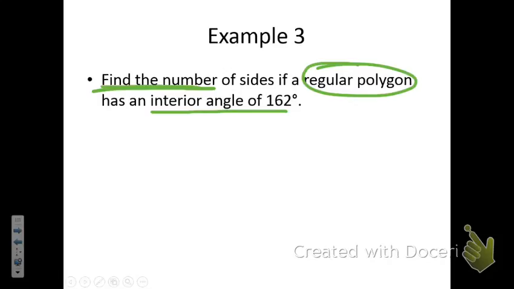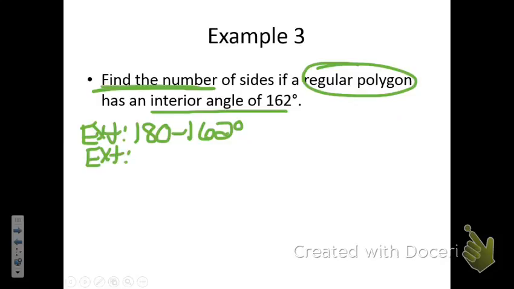So even though it gives you an interior angle, it's going to be much easier for us to find the exterior angle. So an exterior angle, I'm going to take 180 minus 162. And what does that leave me for an exterior angle? So we've got 18 degrees. So that's an exterior angle. Well, we know that we could find that exterior angle by taking 360, divide by the number of sides, and that would have to give me my 18 there.